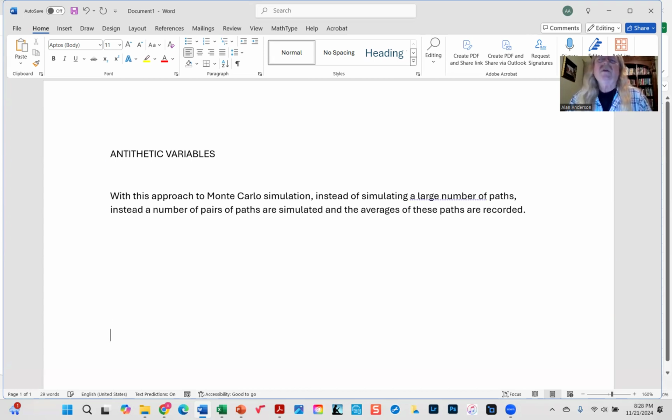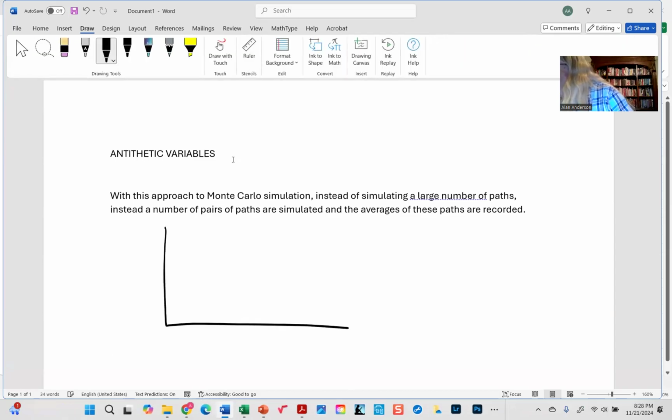So, in other words, let me just quickly show you what this means. You've got here whatever variable we're simulating. Let's say it's a stock price, and we want to price an option on this stock.